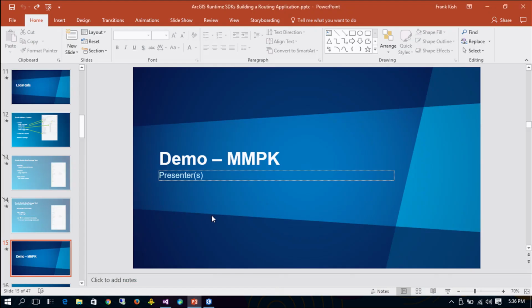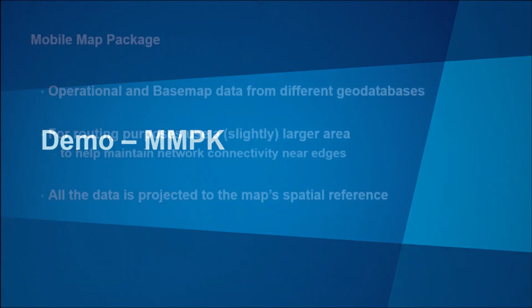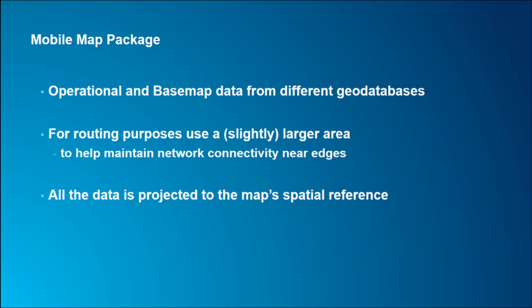We'll go back to the slides for a second. So a few things to talk about when making this mobile map package. Operational data and base map data have to come from different geodatabases. This is because operational data you could actually be editing, whereas base map data, what happens in this process is that it gets compressed, just to have a smaller footprint when you load this data onto a device. But what that means is it's non-editable. So they have different properties.